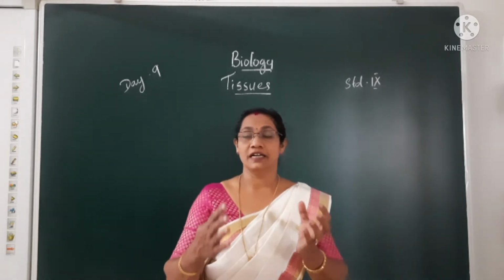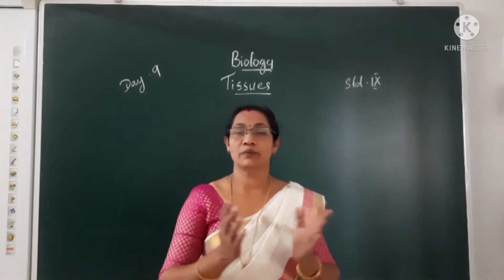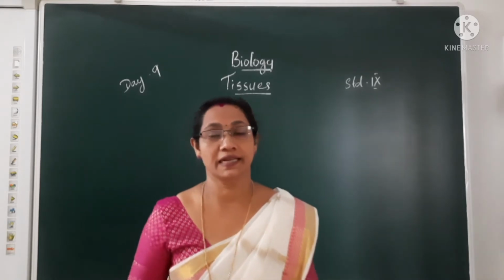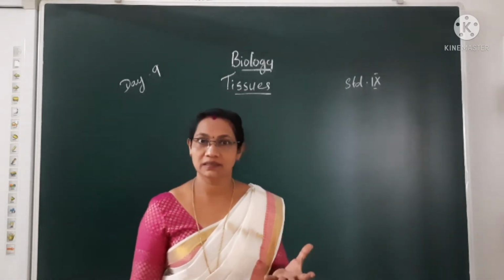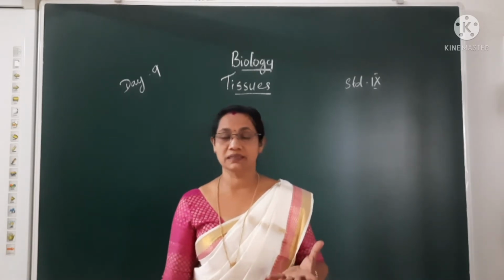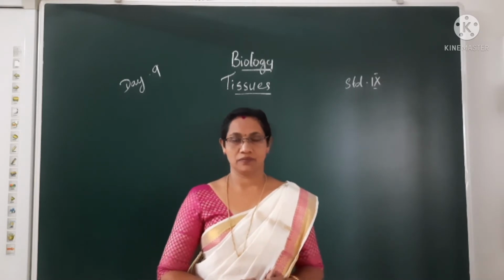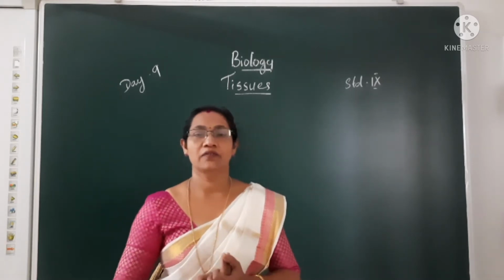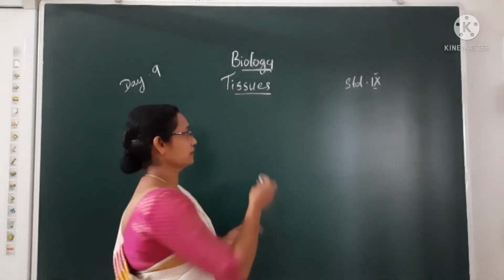What are the different features of meristematic tissue? All the meristematic tissues have cells with a thin cell wall, dense cytoplasm and prominent nucleus, and there are no vacuoles. Then today we can study about permanent tissues.